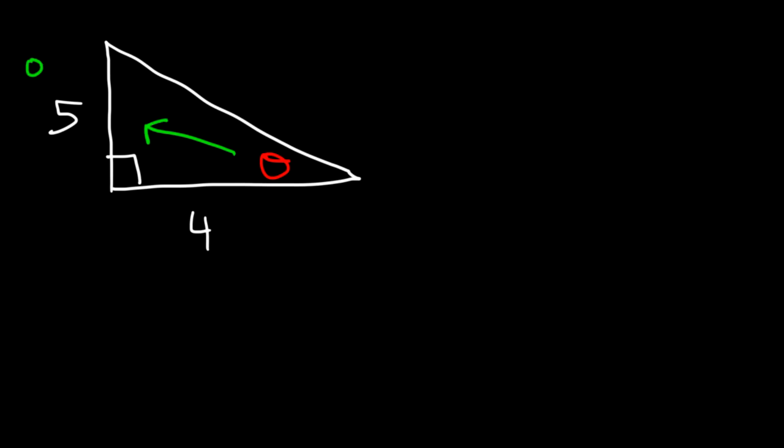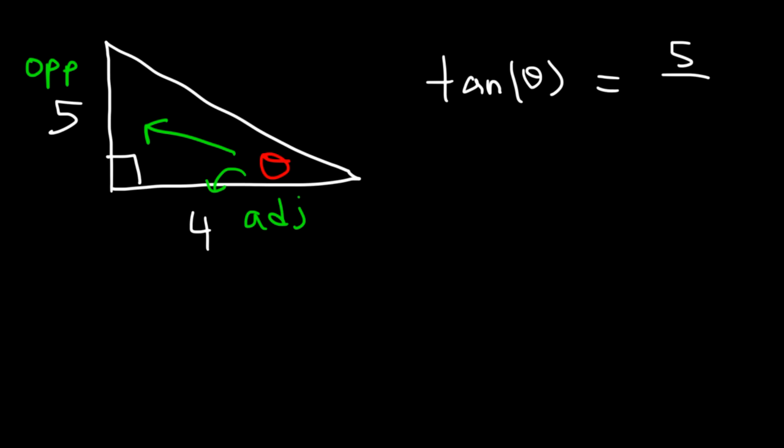Now let's work on another problem. So this time, we need to find the angle theta. And we're given these two sides. So 5 is opposite to the angle. And 4 is adjacent to it. So what trig function can relate theta, 4, and 5? We know tangent is opposite over adjacent. So tangent of the angle theta is equal to the opposite side, which is 5, divided by the adjacent side, 4. So how can we find the value of the angle theta?